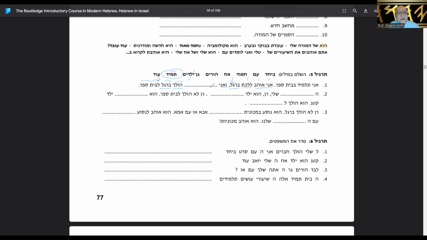Yeah, and I wonder if this tamid would go in there. Tamid. Va'ani tamid holek baregel lebeit sefer. Okay, so, tamid. That might be a little too thick. Let's try that. Okay, tamid holek, and I like going baregel lebeit sefer, to school.